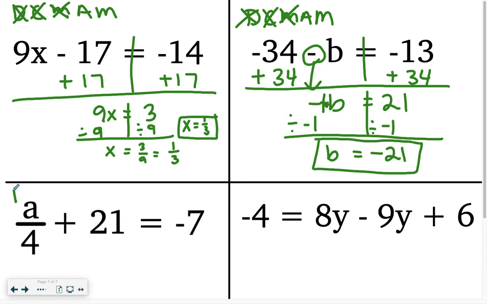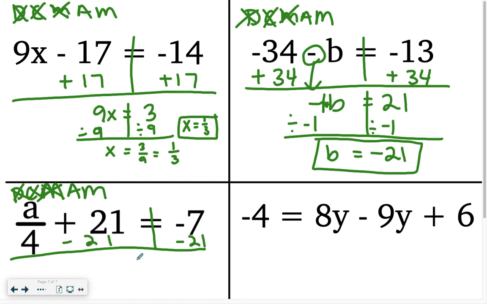All right, 2 more. Oops, don't call me after midnight. There's nothing to distribute, no terms to combine, no variables to move from one side to the other. So I start with the adding and subtracting. That's near my variable, so I'm going to move that minus 21. So I have a over 4 equals negative 28.